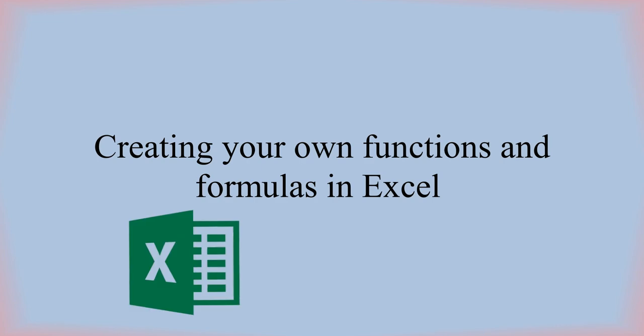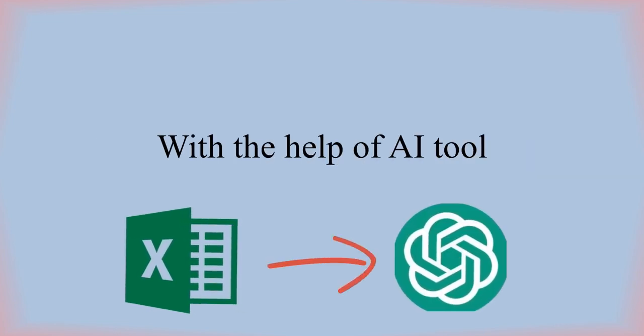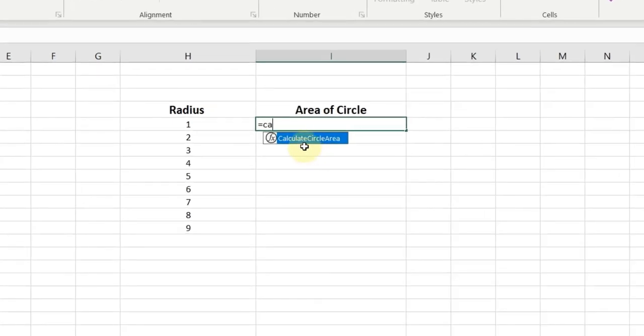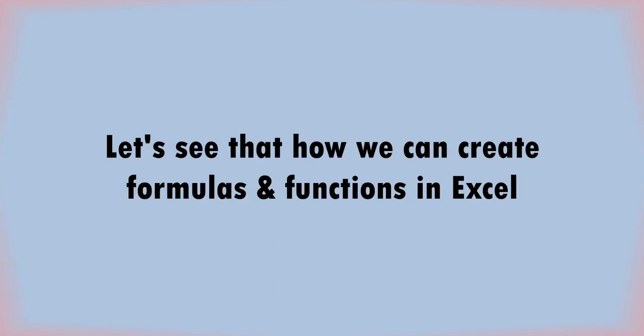Today, we are diving into the magical world of creating your own functions and formulas in Excel with the help of AI tool, ChatGPT. Imagine you want a function in Excel that calculates the area of a circle. You just have to put a value of a radius and it calculates the area. In past, you would need to write an equation separately for it, but not now. So let's see how we can create formulas and functions in Excel.